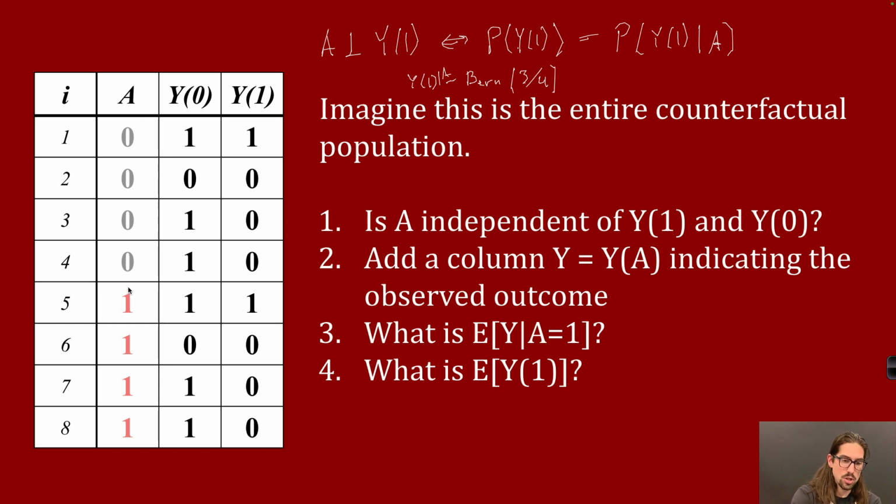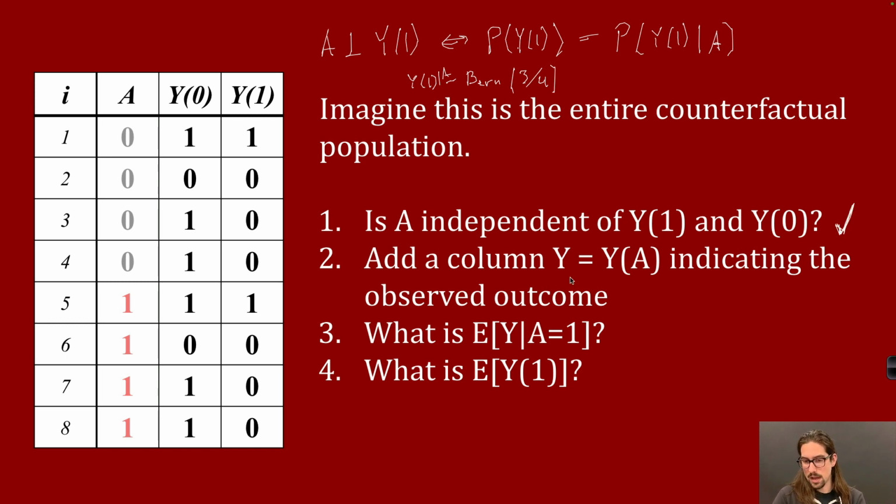If we look at just A equals 1, for example, is this 3/4? Yes. If we look at just A equals 0, is this 3/4 Bernoulli? Yes, it is. So that was Y0. But for Y1, it's the same. For Y1, it's 2 out of 8, and then in these subpopulations it's 1 out of 4, and 1 out of 4 as well. So indeed, A is independent of both Y1 and Y0.